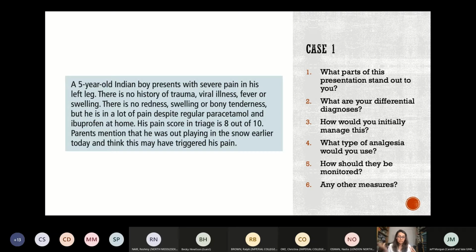So the questions I want you to spend a couple of seconds thinking about are: what part of this presentation stands out to you? What are your differentials here? How would you want to initially manage this scenario if it came to your emergency department? What type of analgesia do you want to use? How do you want to monitor them? And is there anything else you can think of that you would want to do with this child? So bear these questions in mind going forward, and these are the key points that we want to discuss.